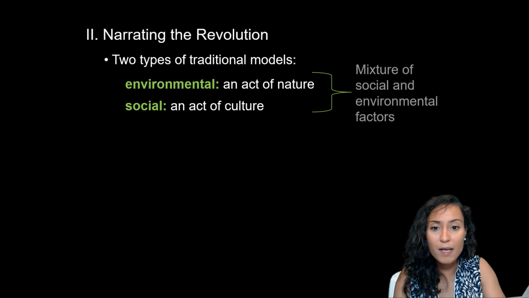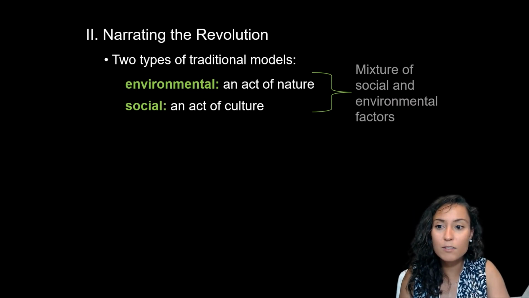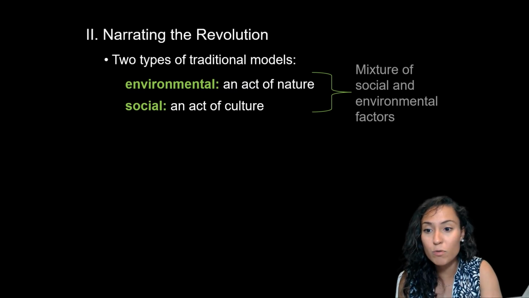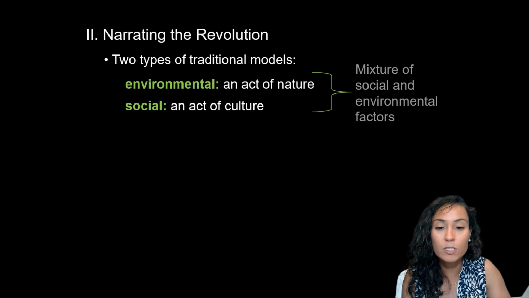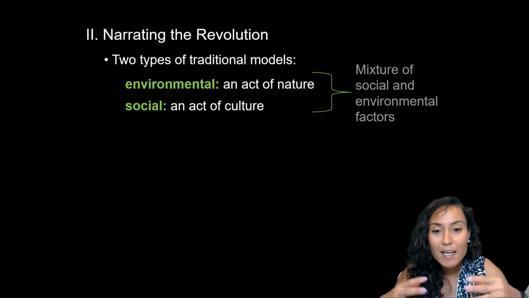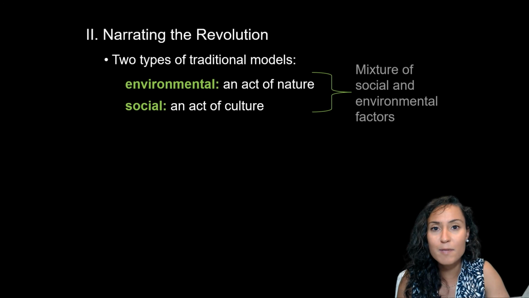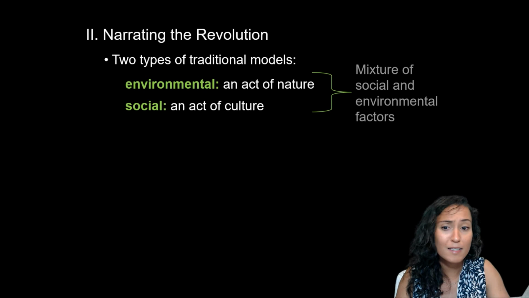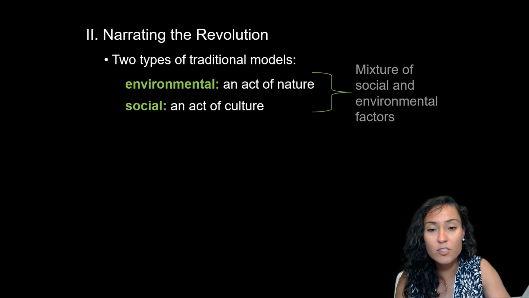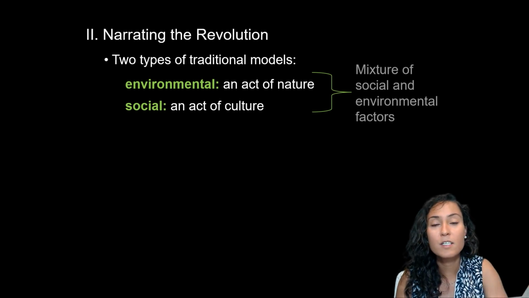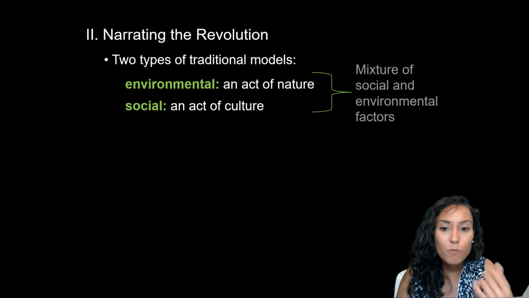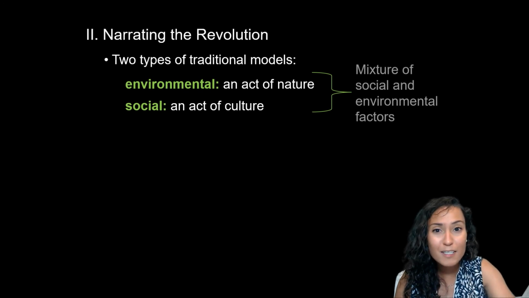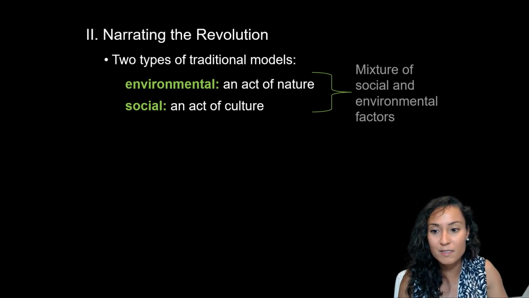Okay, so we have two models: environmental, which emphasizes the role of nature and the environment in the development of agriculture, and then social models, which emphasize the role of culture and human actors. The narrative of how we developed agriculture as a human species is actually a little more complicated than any one of these explanations, and is typically believed to be a mixture of human responses to environmental constraints, as well as human initiatives linked to social and cultural belief systems.